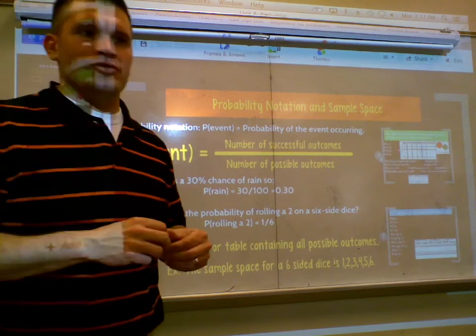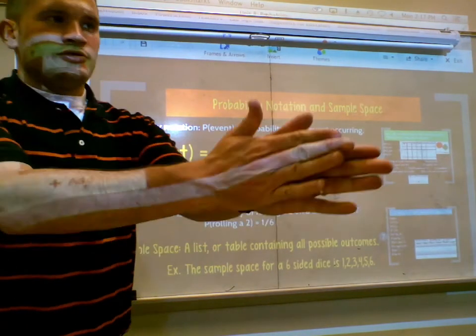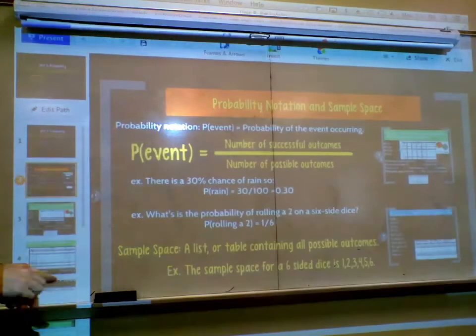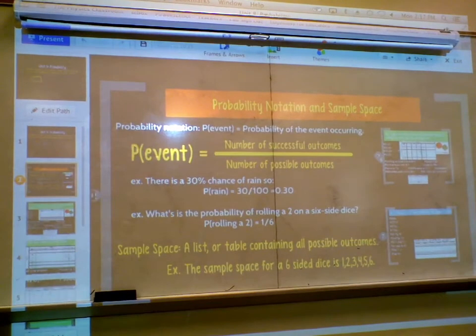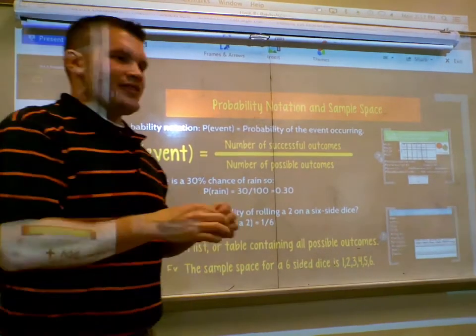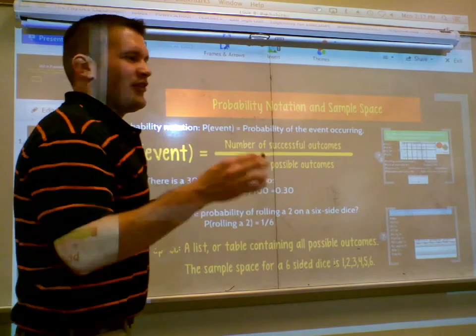2. What about the edge? Yeah, it can land on its edge. It's very unlikely for it to land on its edge. It is possible, but very, very unlikely, so we just ignore it. How is that possible? It's super unlikely, so we're just not going to count it. I'd say 1 out of a million.